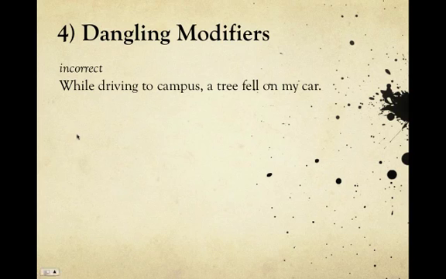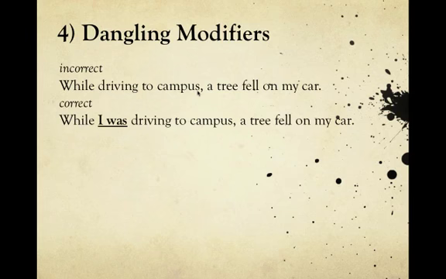The problem is, when in a sentence like this, what comes before the comma, while driving to campus, modifies what comes directly after the comma, a tree. Did a tree drive to campus? I highly doubt it. What happened here is that an agent, an actor, probably me, got taken out of the first part of the sentence, and I created a dangling modifier. So I need to put myself back in here. While I was driving to campus, a tree fell on my car.